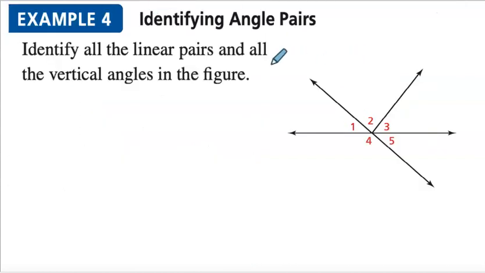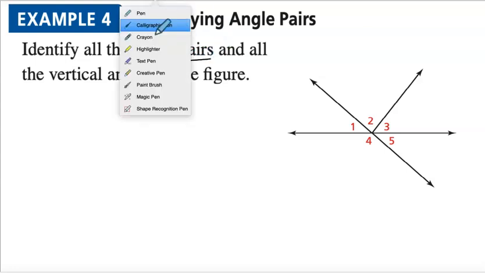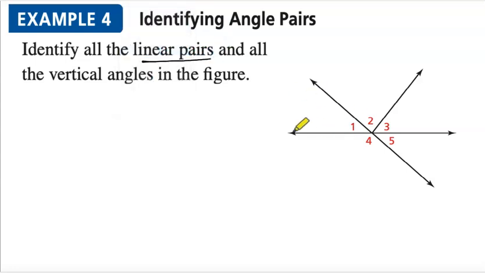Alright, so here's a couple examples. It says identify all the linear pairs. Alright, so for linear pairs, again, I'm going to look for every straight line I see. So I'm going to start off with this line right here.